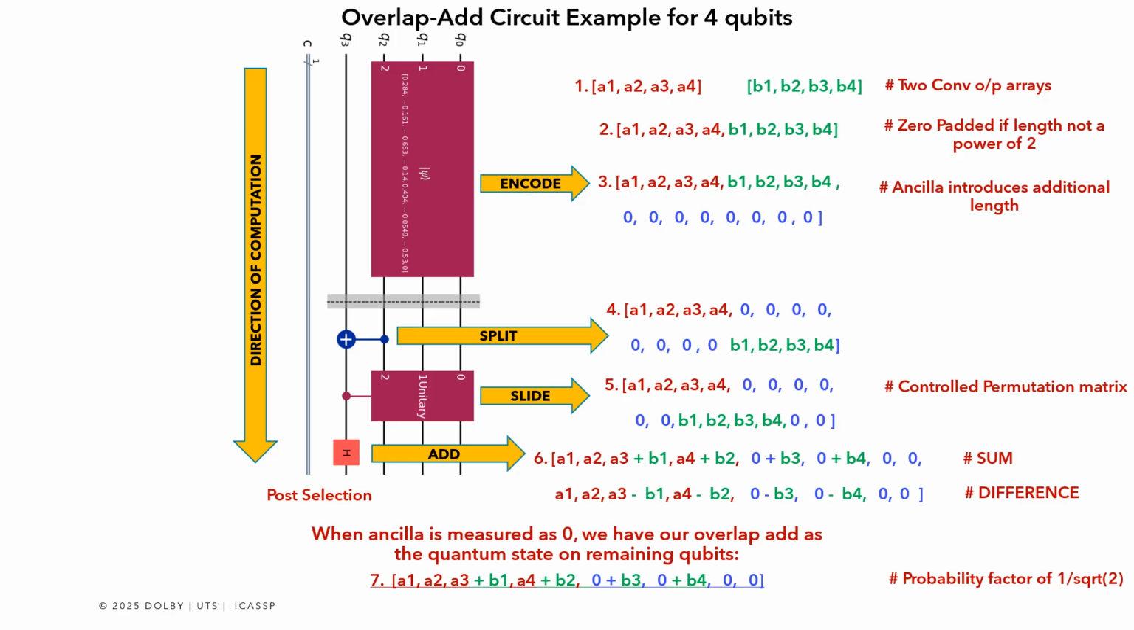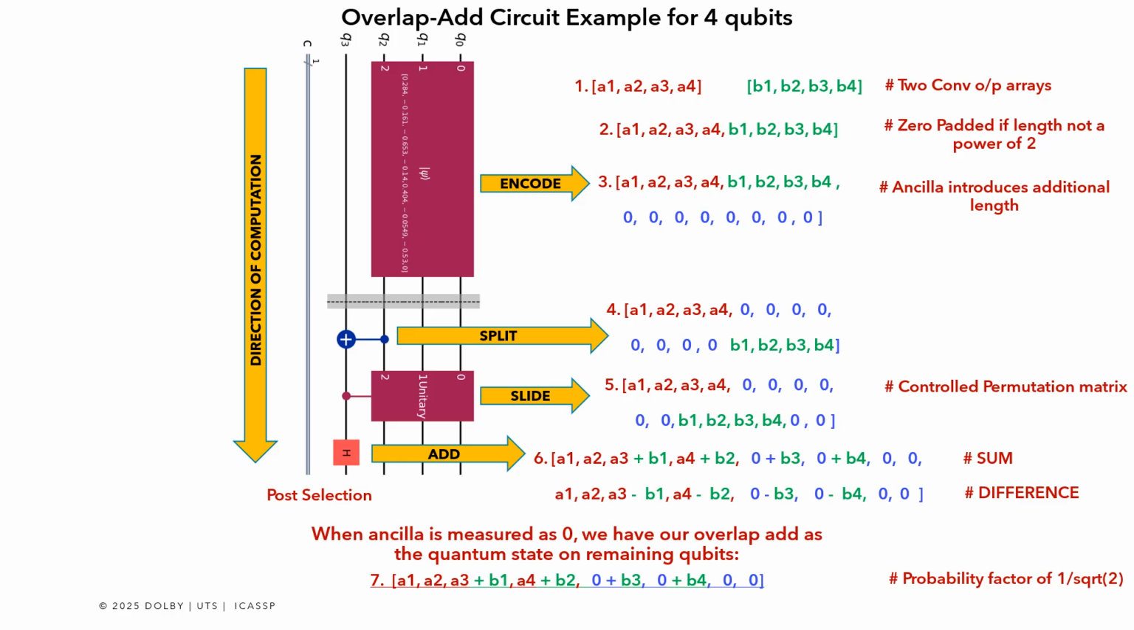Let's break down the exact operations in a quantum overlap add circuit with a 4 qubit example. We start with two convolution output arrays AIs and BIs, and we zero pad them to a power of 2 if it's not already. Now the ancilla qubit, in this case Q3, doubles the length of this new vector, which we can see as another zero padding. This is the encoding step of the whole subroutine. Now we perform a splitting of the two convolution outputs into appropriate locations in the column vector, as shown here with a CNOT gate, that is a controlled NOT gate, which we label as the split operation.